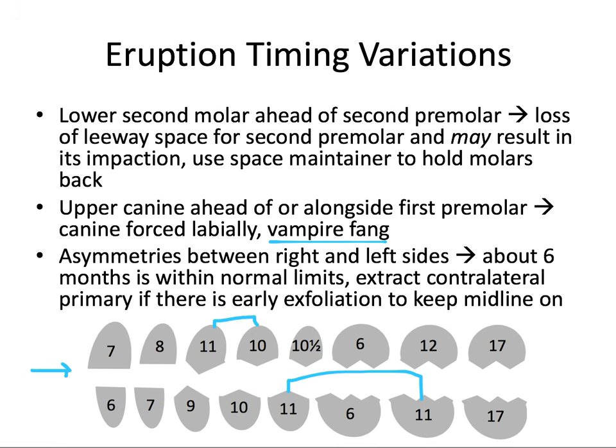What if we have asymmetries between the right and left sides? Well, again, we talked about this, that about 6 months is within normal limits, but if it's longer than that, we can consider extracting the opposite or contralateral primary tooth if there's early exfoliation in order to keep the midlines on. So in other words, in order to keep all the other teeth from leaning towards the early lost tooth.